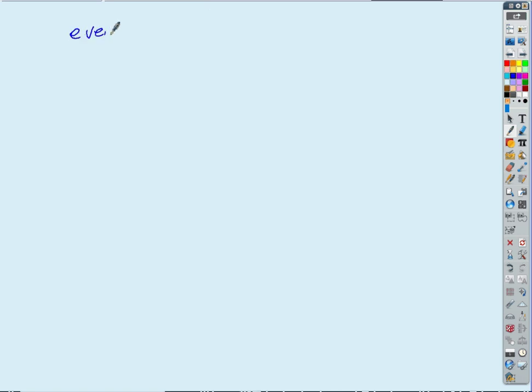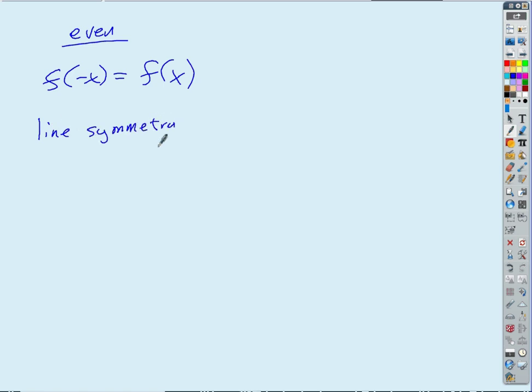So even symmetry in math is described this way. If f of negative x equals f of x, that's the test we do for even symmetry, okay? What it means is, when you have even symmetry, you have reflective symmetry or line symmetry about the y-axis, okay? So let's look at an example.